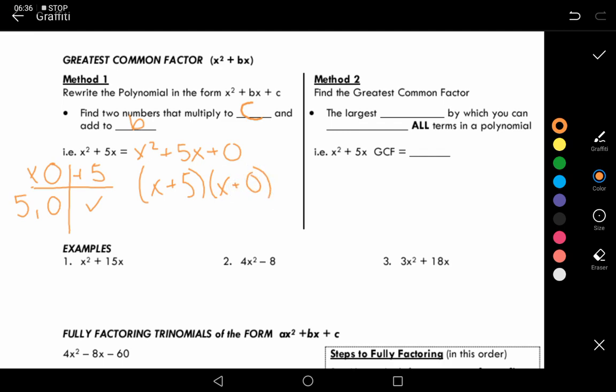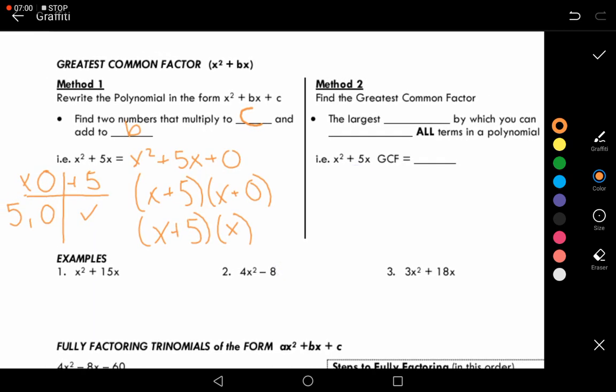Okay, but we don't really have to put in the 0. So what this actually is, is x plus 5 and just an x. Okay, so that's one way to do it. We could basically just turn it into a trinomial and factor it the same way that we've been doing. Okay, another way to look at this is finding the greatest common factor. So what that actually means is we would need to find the largest factor by which we can divide all the terms in the polynomial.